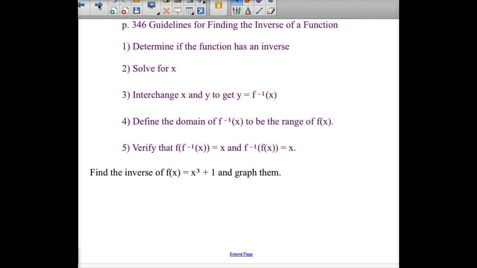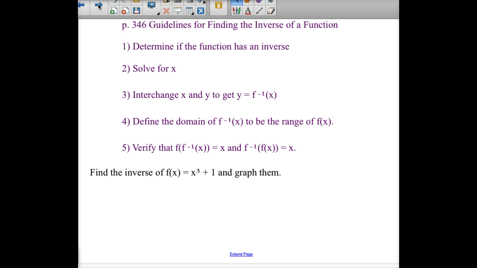Well, let's remember how to find an inverse. You've done this before. It's been a couple of years probably. They're on page 346 if you don't remember. But first, determine if it's going to have an inverse before you go through all the work. And we just went through how to determine that. If you can graph it, look to see if it's always increasing or always decreasing. If you can't graph it, then take its derivative and find out if that's always positive or always negative.